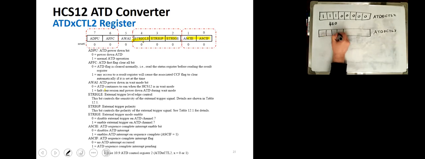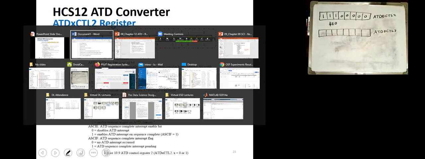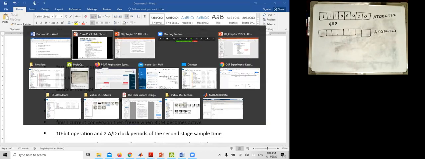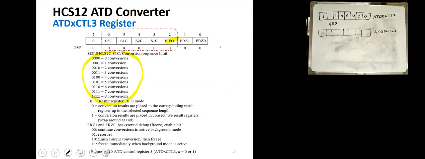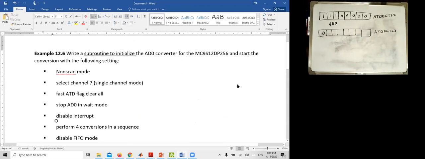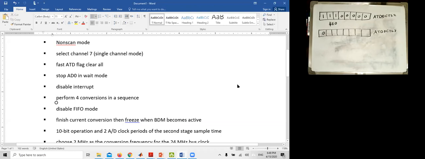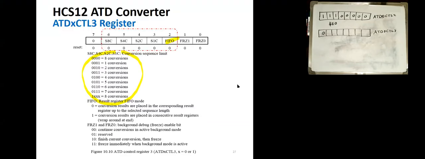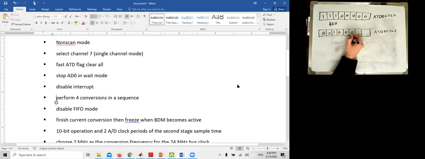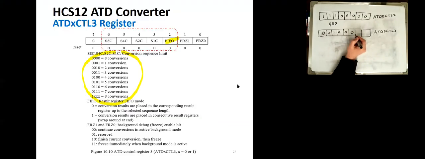We need to figure out what the values are based on the configuration. Let me first go to register number 3. Yes, this is register number 3. This most significant bit is always 0, and the next 4 bits are related to the sequence length. If you remember, the sequence length is 4: select channel 7 and perform 4 conversions in a sequence. So we need to put here 0, 1, 0, 0. The next bit is the FIFO bit, which is disabled. The requirements tell us to disable the FIFO mode.